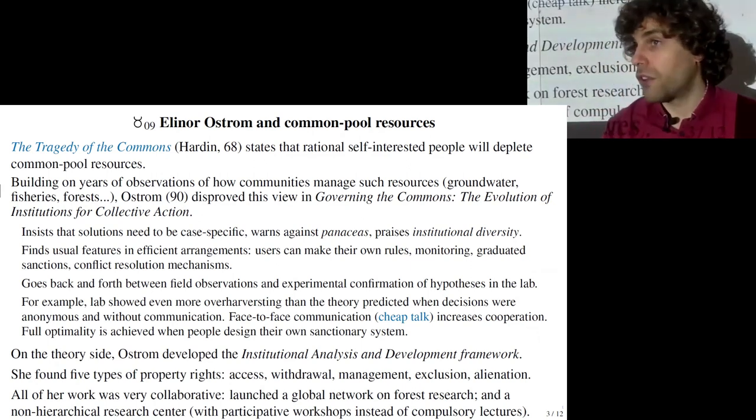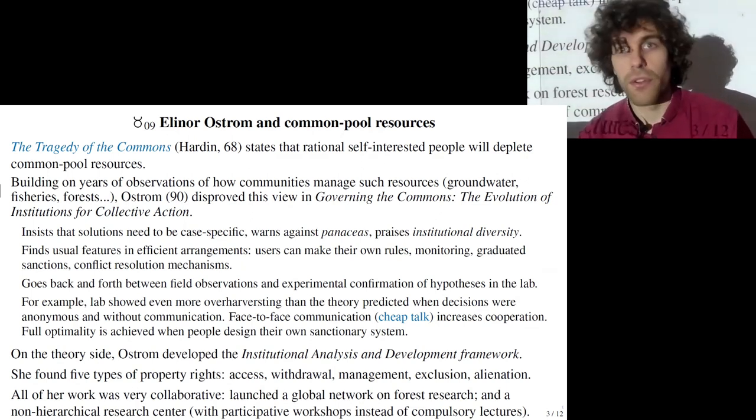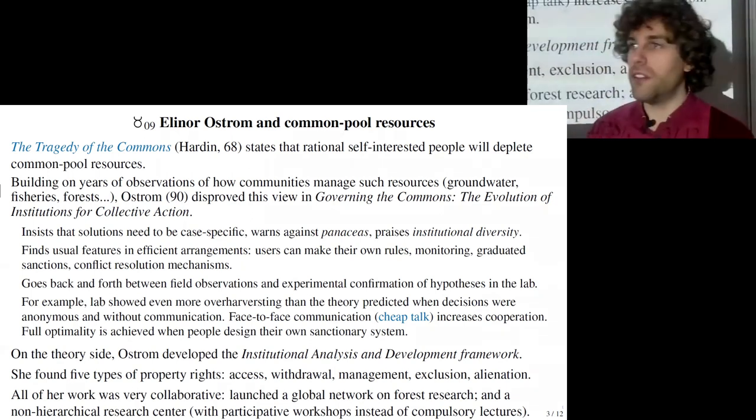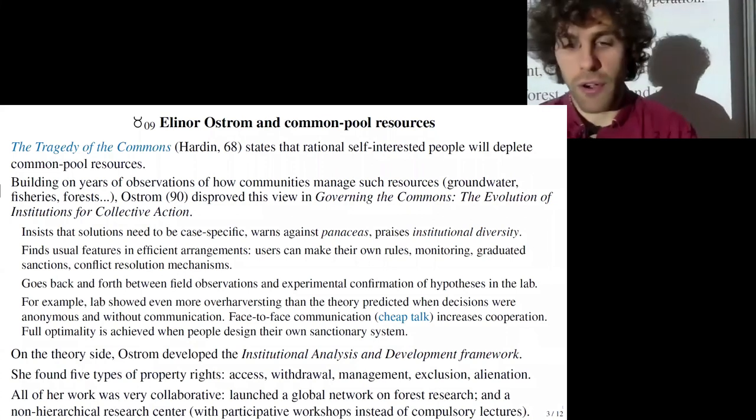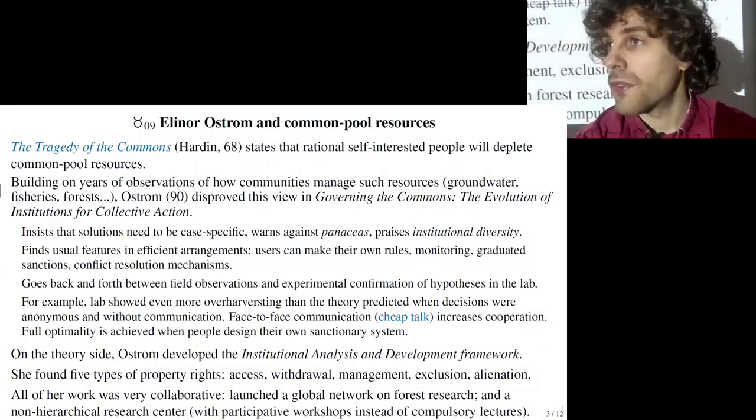Yes, and she was the first woman to get the Nobel Prize. The second one being Esther Duflo in development economics. We'll talk about her in 2 weeks or 3. Any question?